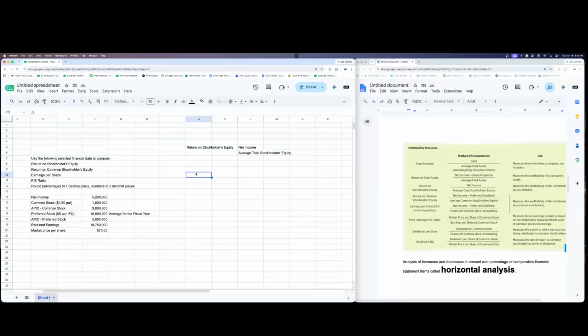Next, return on common stockholders' equity. Return on common stockholders' equity: net income minus preferred dividends, over average common stockholders' equity.